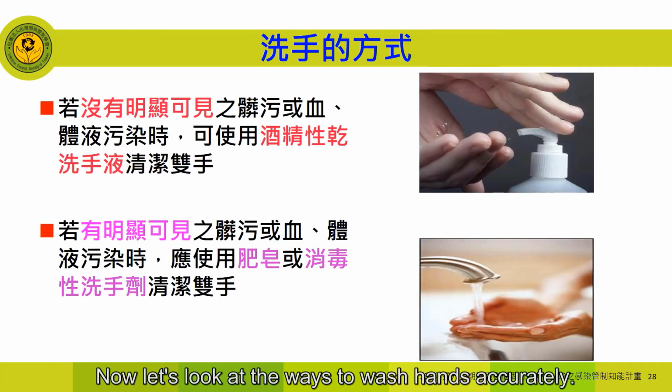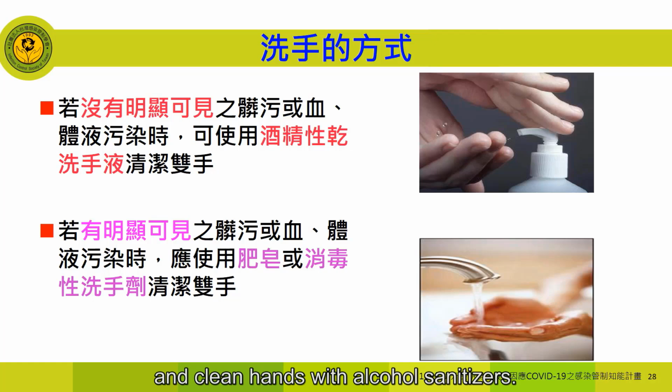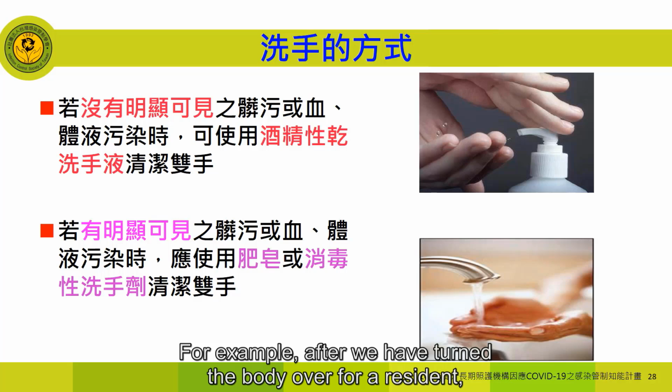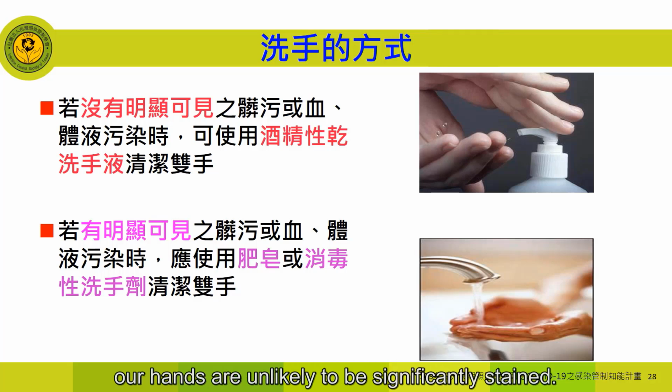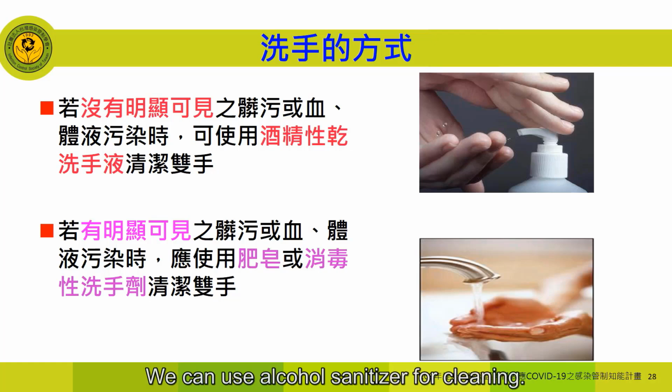Now let's look at the ways to wash hands accurately. We all know that we have to wash hands with water and clean hands with alcohol sanitizers. So what shall we use? You may use alcohol sanitizers if there's no significant stains or blood on hands. For example, after we have turned the body over for a resident, our hands are unlikely to be significantly stained. We can use alcohol sanitizer for cleaning. This also applies when we are just changing the bed sheets or adjusting the rails. There should be no significant stains on the hands, so alcohol sanitizer would do.